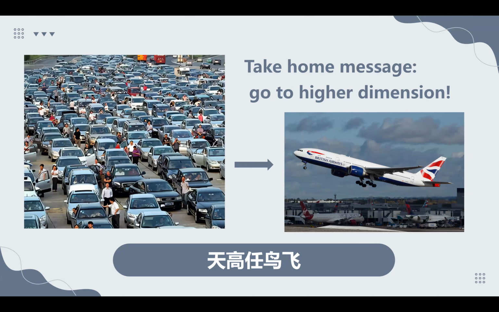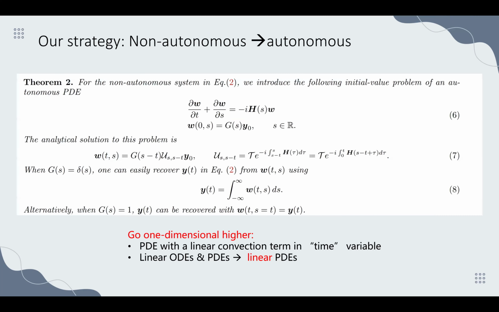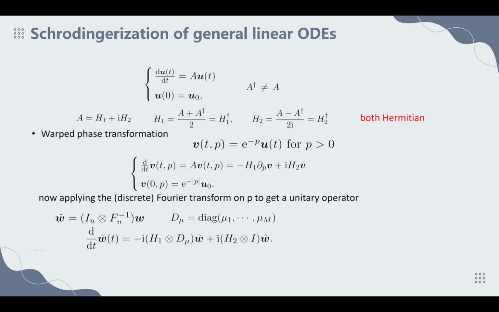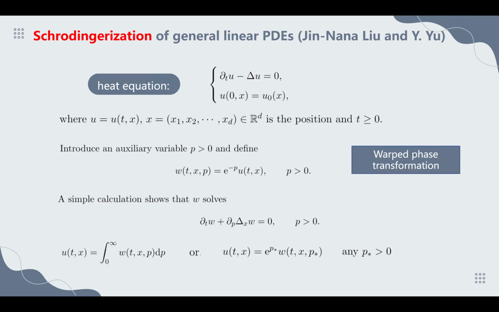Yeah, may I? Sure. The warped phase transformation, maybe you can go to that slide. Which transformation, for the Schrodinger equation? Warped phase transformation. I was wondering, where is the phase in this expression? It's the very beginning of your talk.